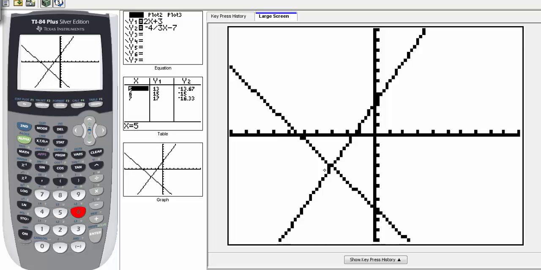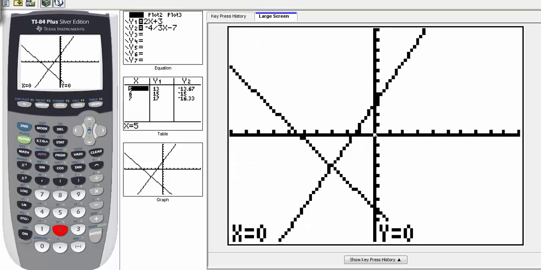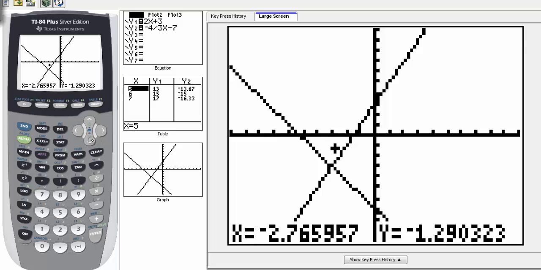If you notice here, what are we looking for? Well, we're looking for where the lines cross right here, because that's the point they share in common. That's the x and y value that's going to make both of the equations true. So let's see if we can zoom in a little bit. And I don't want to zoom in on the origin, so I'm going to move the cursor to the left and down to this point here where they intersect.